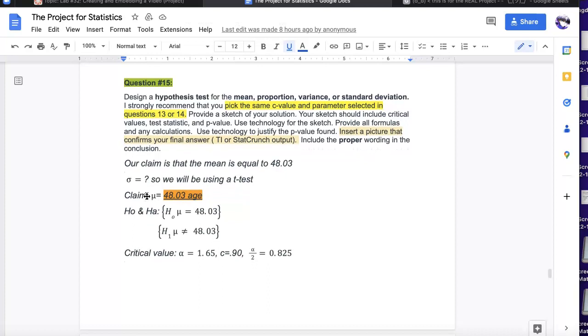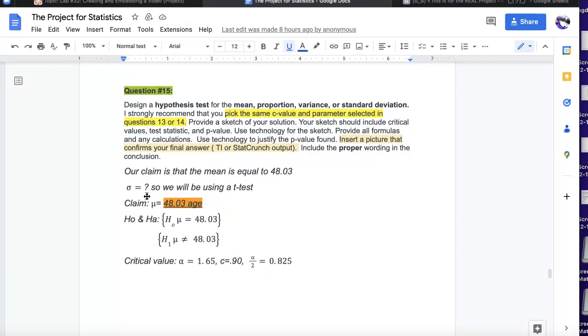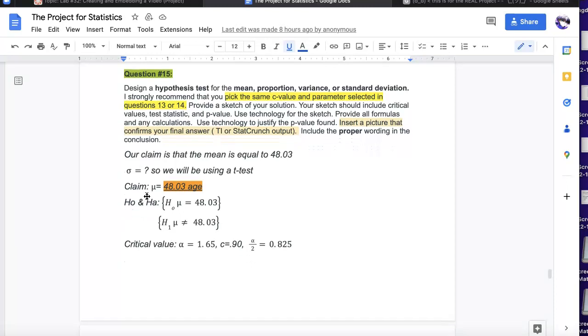Now on to question 15. Design a hypothesis test for the mean, proportion, variance, or standard deviation. First we have to state our claim, and our claim is that the mean is equal to 48.03. We don't have the population standard deviation, so we will have to be using a t-test. Our claim is mu is equal to 48.03. Then we state our H0 and our HA. H0: mu is equal to 48.03. And then HA: mu is not equal to 48.03.